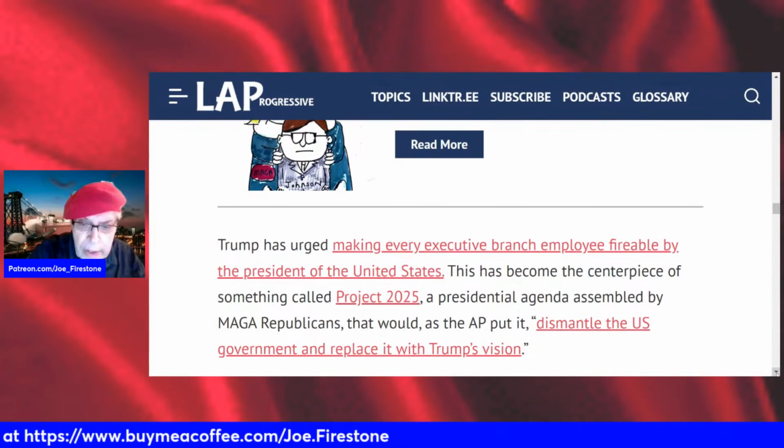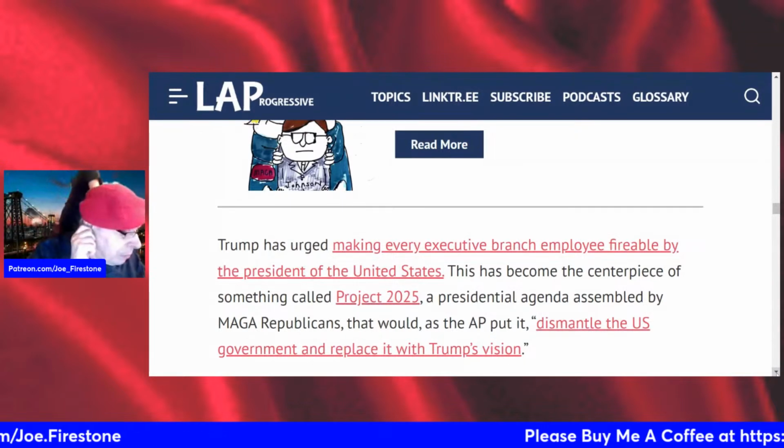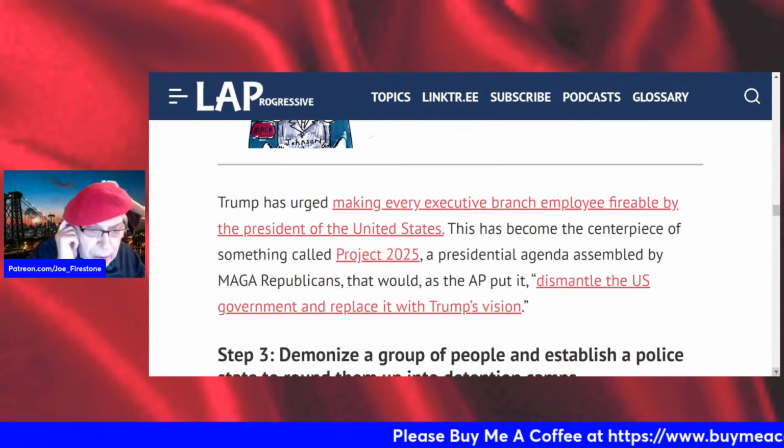Quote, dismantle the U.S. government and replace it with Trump's vision, unquote.